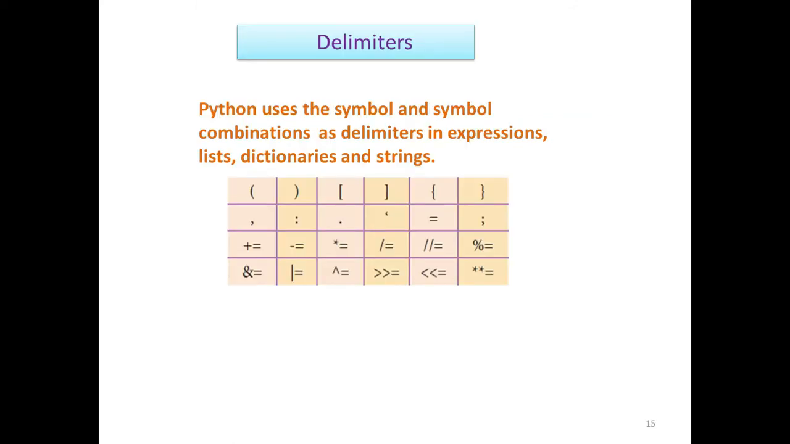Okay, then what is delimiters? Delimiters is a 3 mark question for you. Explain delimiters in Python. Python uses the symbol and symbol combination as delimiter in expression, list, dictionary and string. The list, dictionary and string is a separate chapter we will learn. It means very simple. Delimiter means some of the symbols can be applied in the Python program like this: comma, very familiar, comma, then equal symbol, and then brace symbol, open close, opening bracket, closing bracket. Simply the symbols in this table we define as delimiters.